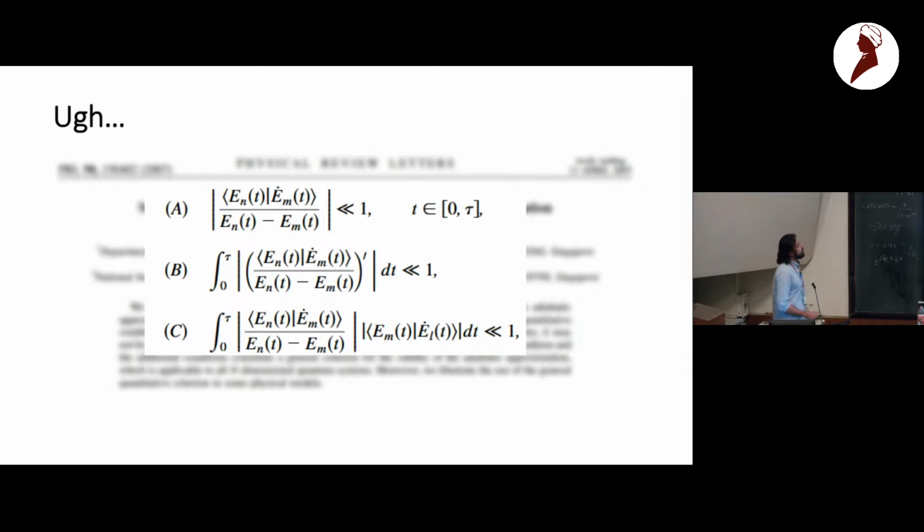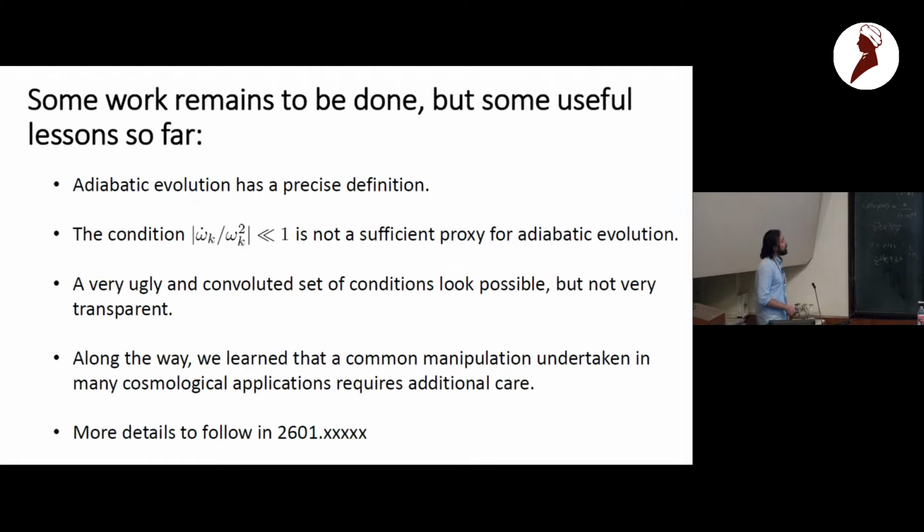So it might seem like the thing to do would be to make the field space and space-time covariant generalizations of these. But they're a very ugly and convoluted set of conditions. But along the way, we've learned that a common manipulation undertaken in many cosmological applications requires additional care. That's all I will say. I'm not saying that one thing is wrong or the other, but I'm a simple person, right? If I have a bunch of rules and I find something I have to break those rules to get out of, I need to think a bit harder.